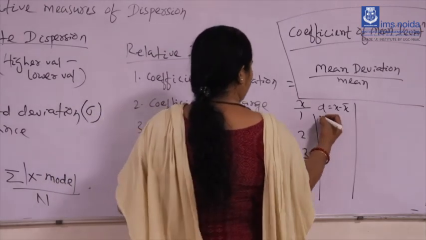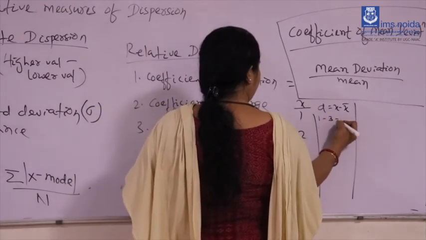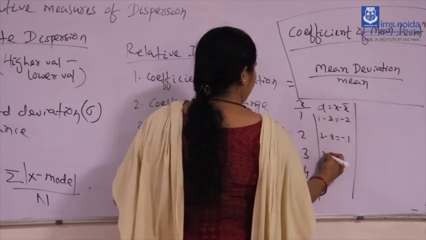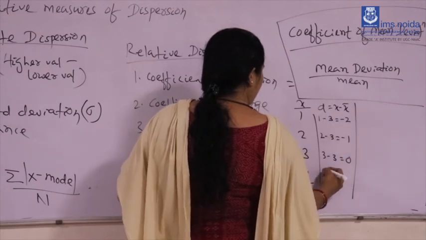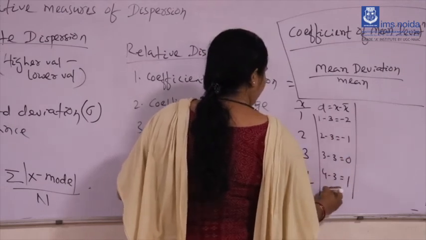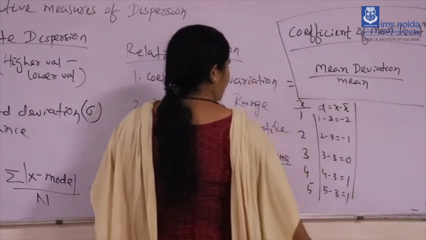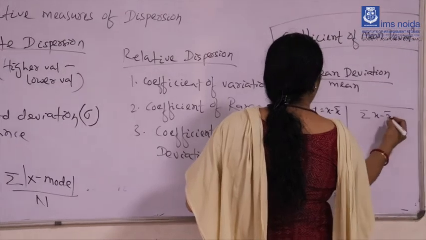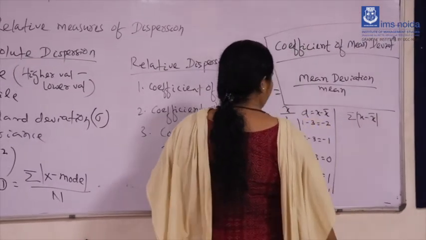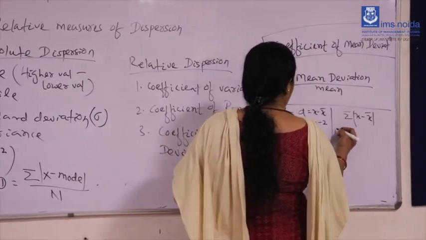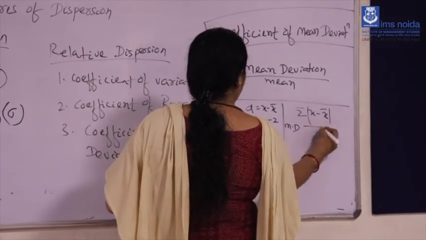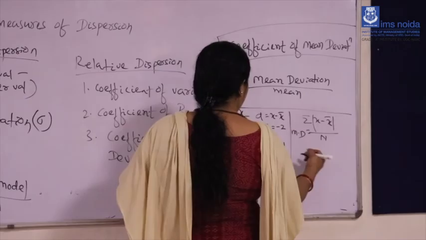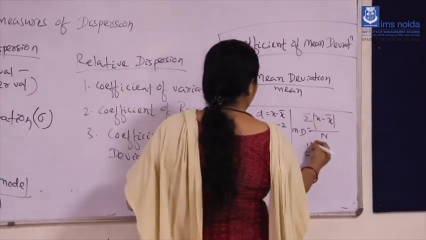So you can calculate 1 minus 3, which gives minus 2, 2 minus 3 is minus 1, 3 minus 3 is 0, 4 minus 3 is 1, and 5 minus 3 is 2. Then you can find the summation of x minus x bar. Then the mean deviation is divided by n. N means summation f, how many times each value occurs. It occurs 1 time each, so n will be 5.